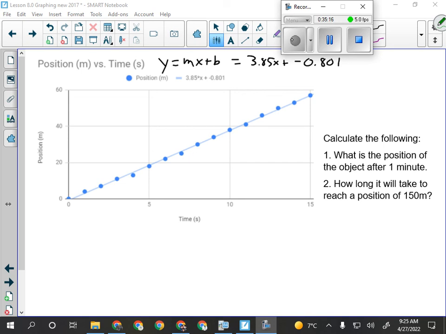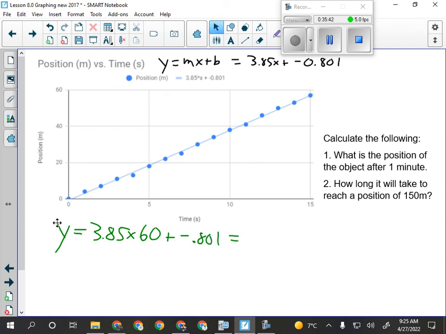They're saying, what is the position after 1 minute? Well, time is on the x-axis, so they gave me x and said, calculate y. So all I have to do then is go, all right, y equals, according to my graph, 3.85 times 60 seconds plus negative 0.801. All I have to do is plug in the numbers. It's already set up to solve for y. I don't need to manipulate the equation at all.